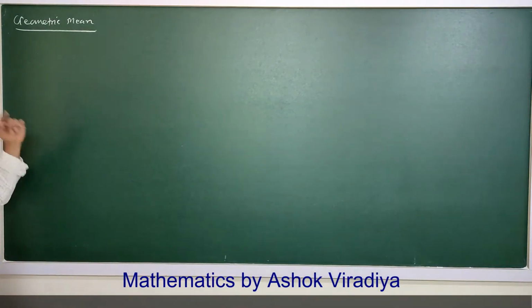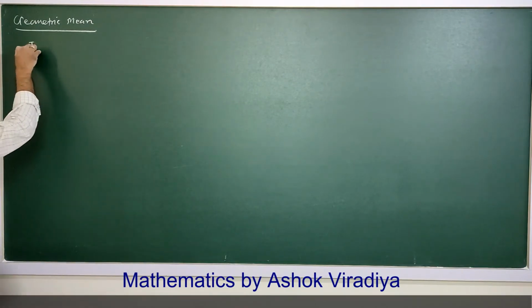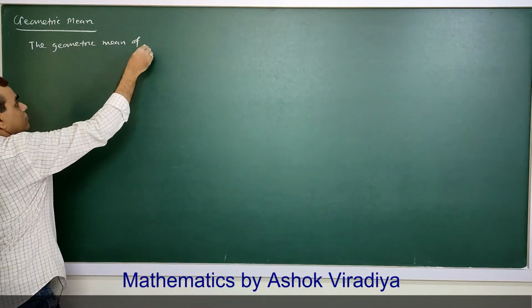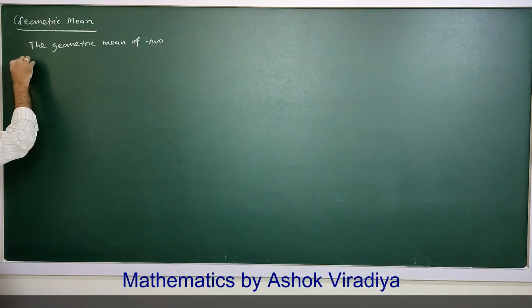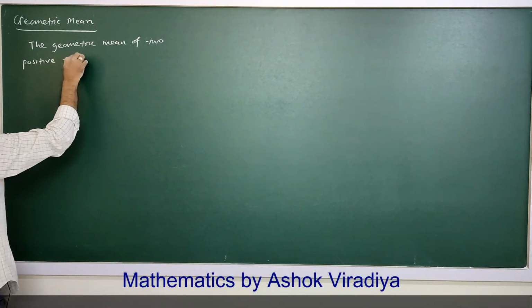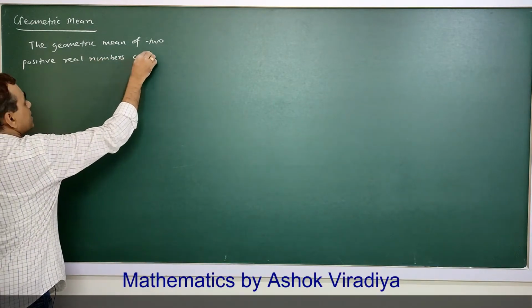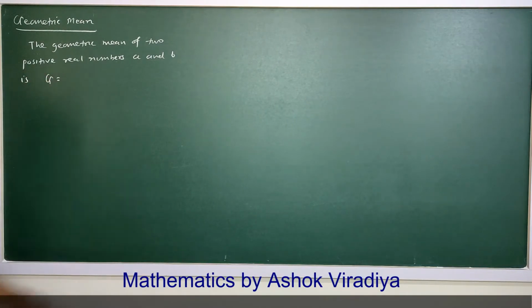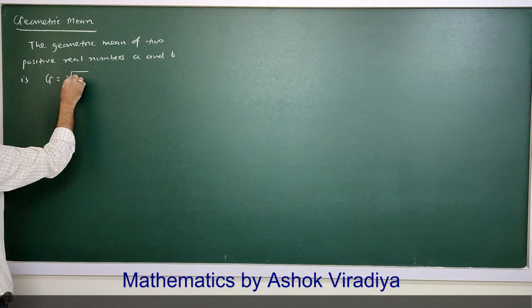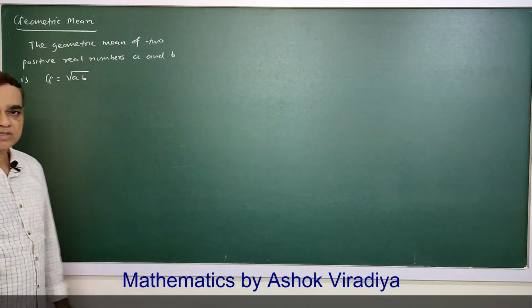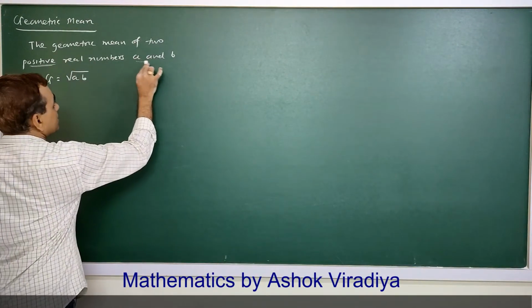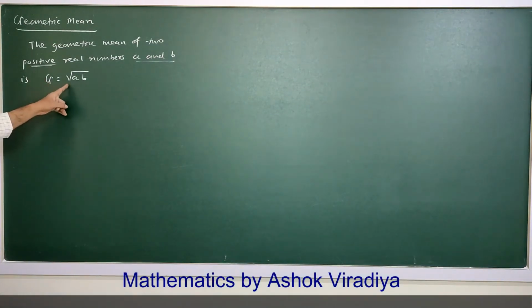Now the next topic is geometric mean. See, the geometric mean of two positive real numbers A and B is denoted and defined as capital G equal to square root of A into B. So here, two positive real numbers, these numbers must be positive, A and B. Positive real numbers, so the square root is defined. G is root AB, so this is the geometric mean.